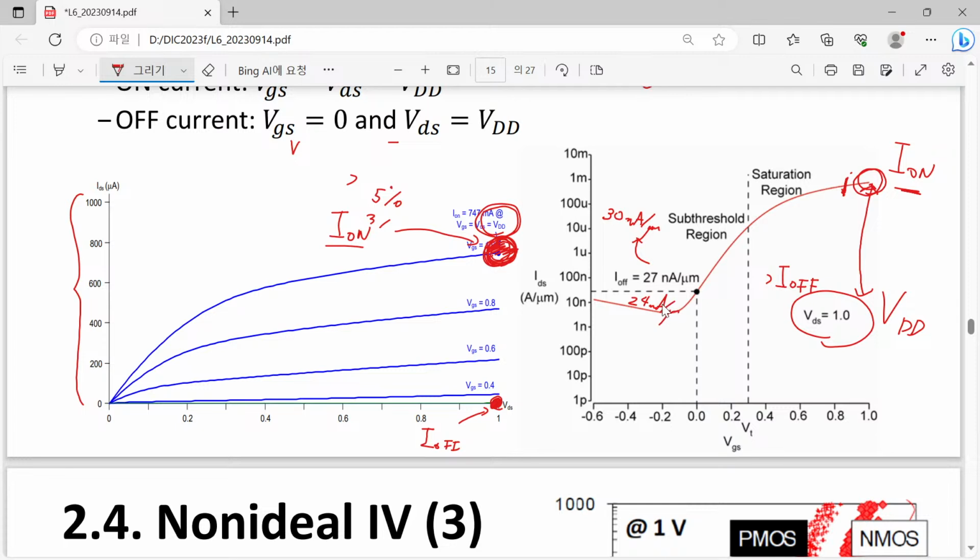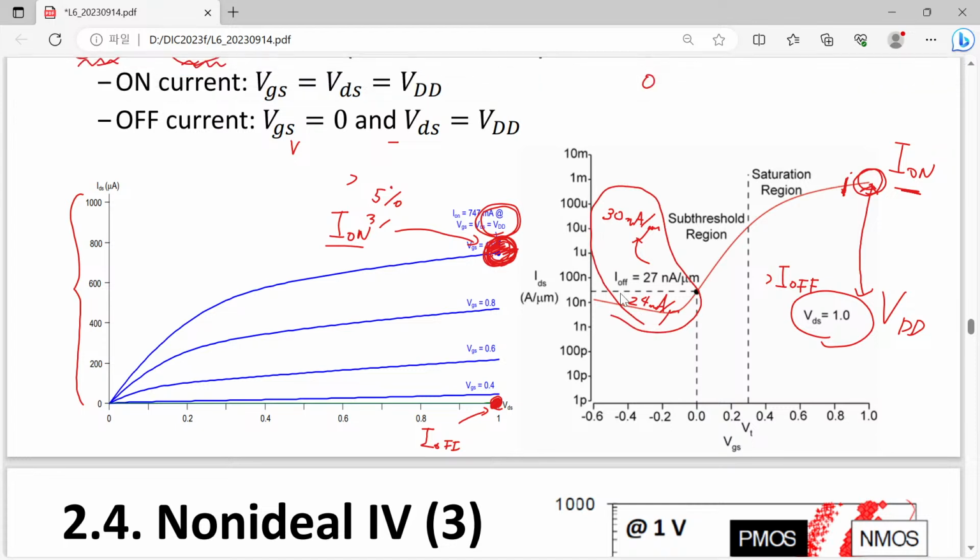Actually, we are not that much interested in this 10% difference of I_off, because I_off really changes by orders of magnitude. Its orders are different. Depending on your technology, and even for the same technology, you can have a lot of differences depending on your device option. Okay, I will explain later.